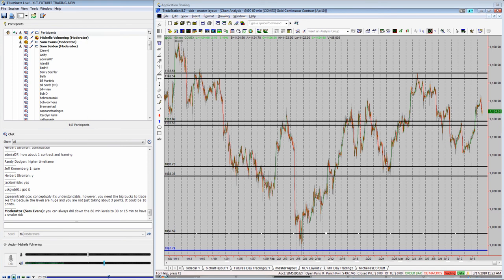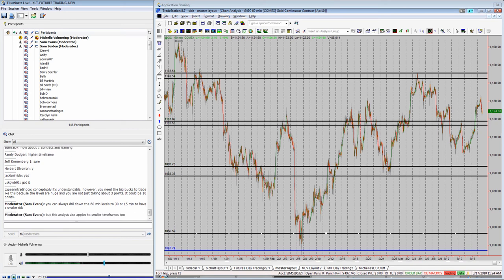Conceptually, this is understandable. However, you need the big bucks to trade like this, because the levels are huge and you're not just talking about 3 points. It could be 10 points. Well, Cape Ann, let me talk about this a little bit further.